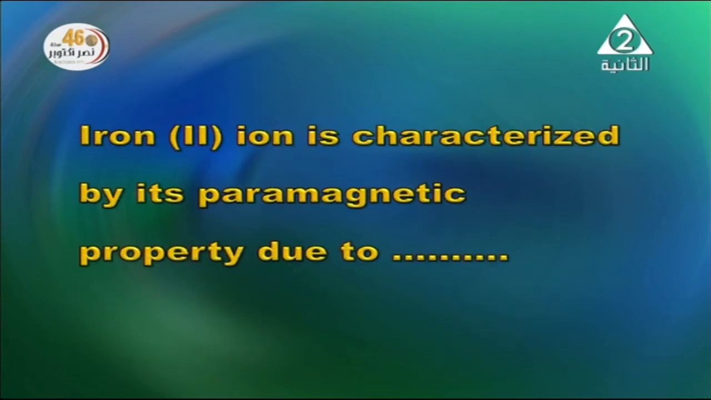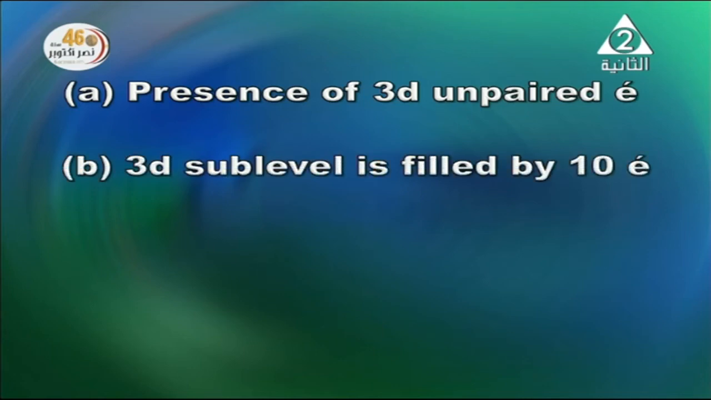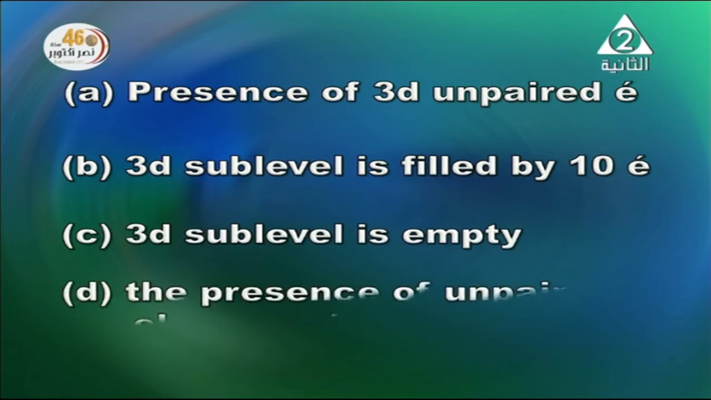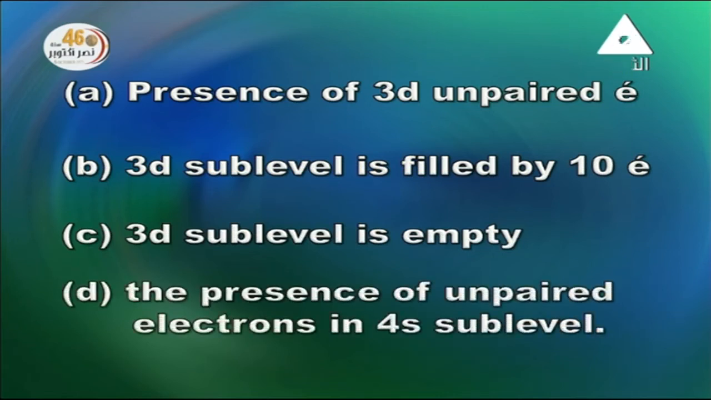Iron 2+ ion is characterized by its paramagnetic property due to what? Presence of 3d unpaired electrons, 3d sublevel is filled by 10 electrons, 3d sublevel is empty, the presence of unpaired electrons in 4s sublevel. If you think about it, my dear student, you will find the answer is the presence of 3d unpaired electrons.